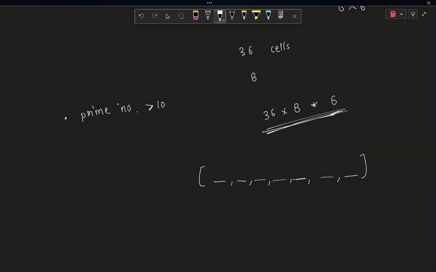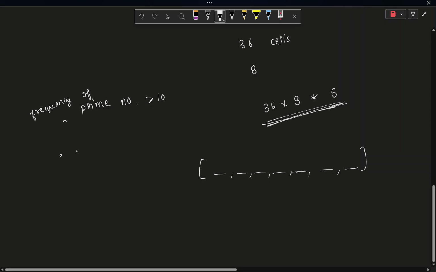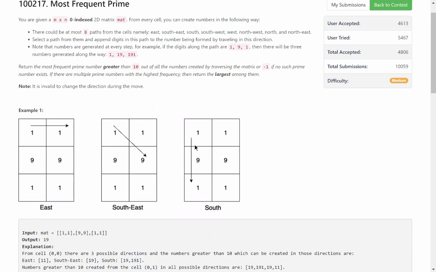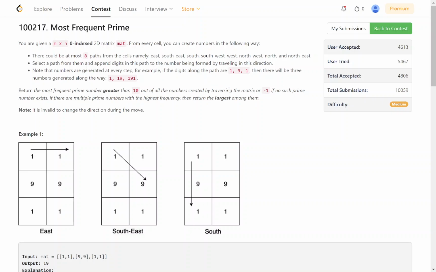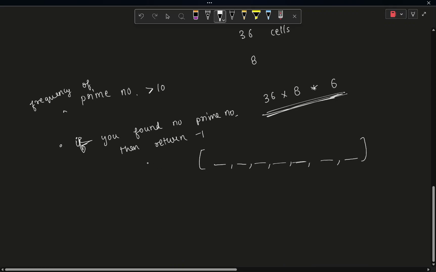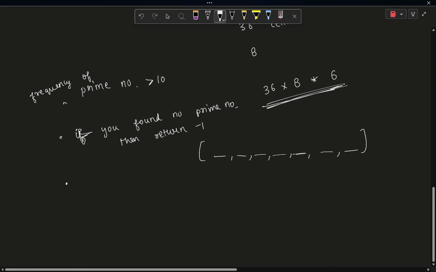So you will have to first of all find out all the prime numbers which are greater than 10, like frequency of all of those elements, frequency of all these prime numbers. Now if you found no prime number, then return -1. The problem said that if no such prime number exists, then return -1. So if you didn't find any prime number here in this array which we have created from the numbers we got from the paths, then the answer would be -1.